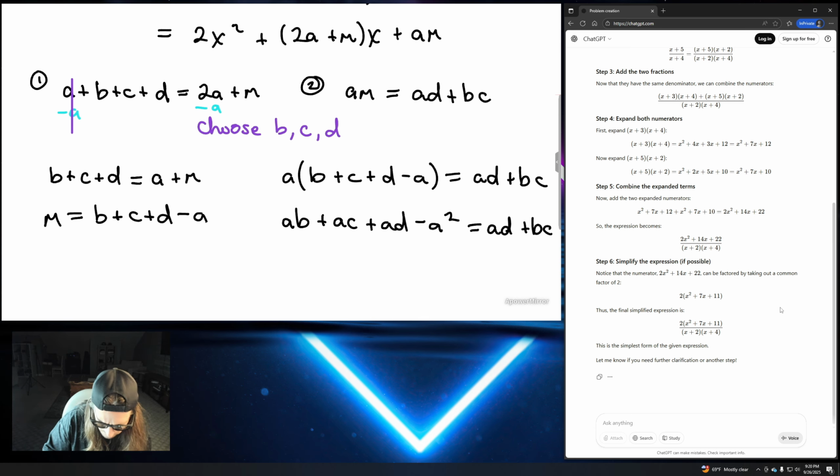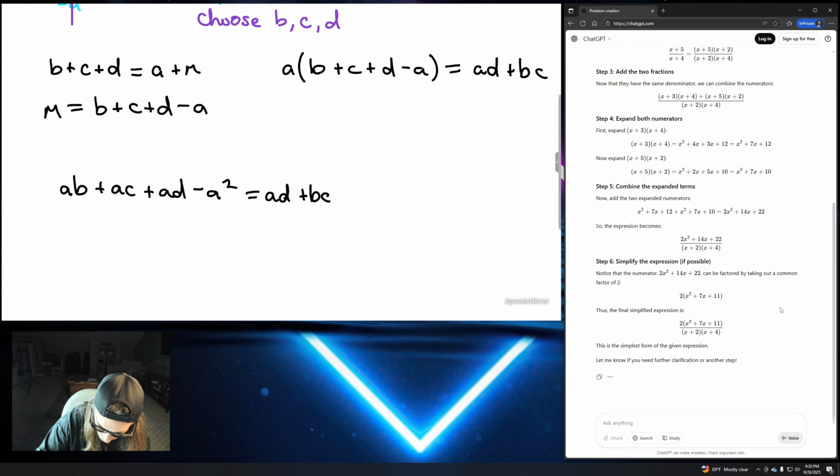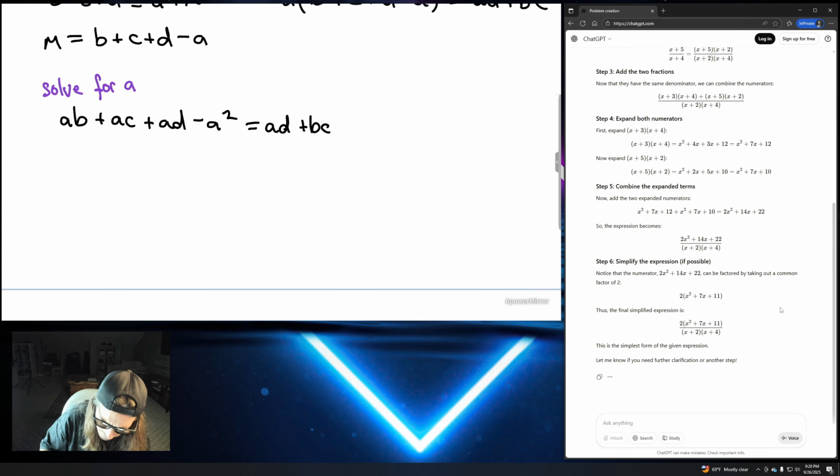Okay. Good. So let's take this equation right here. I want to solve this. We need to solve this for A.